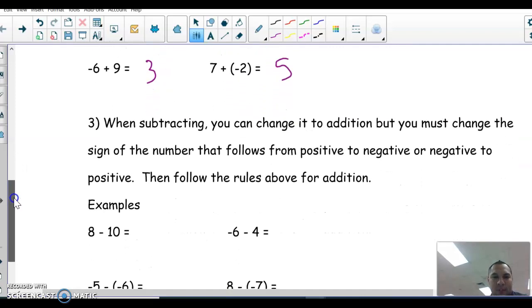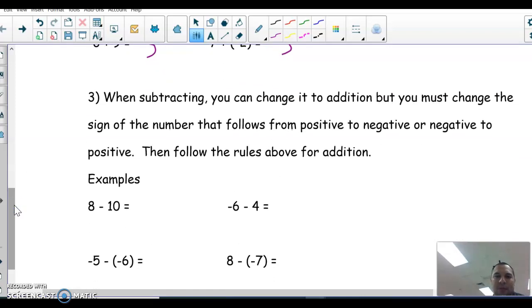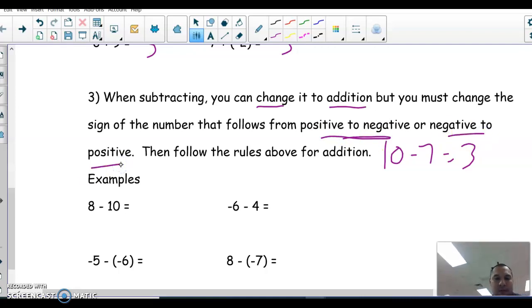Okay, for subtraction. Subtract if you know how to, if you're comfortable doing it. So if it was like 10 minus 7, by all means, that's just 3. You don't have to change anything. If you're not sure what to do, you can change it to addition, but you must change the sign of the number that follows. Positive to negative or negative to positive.